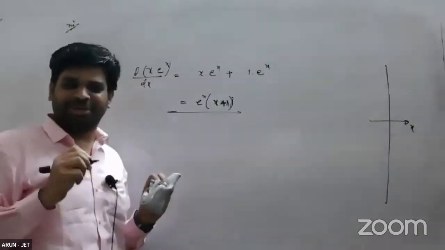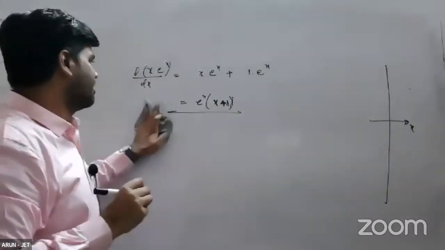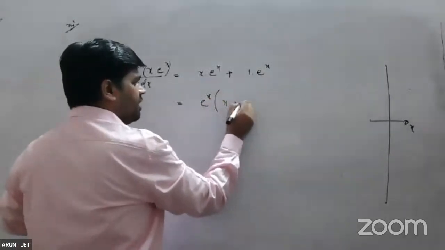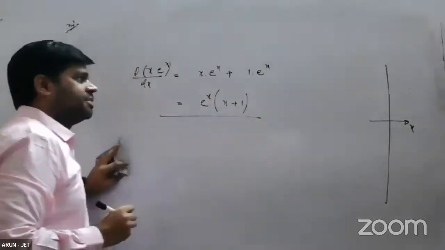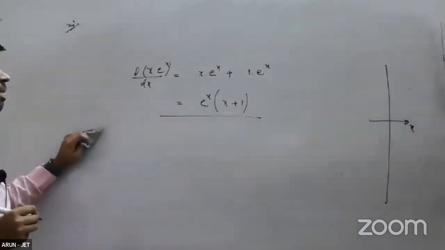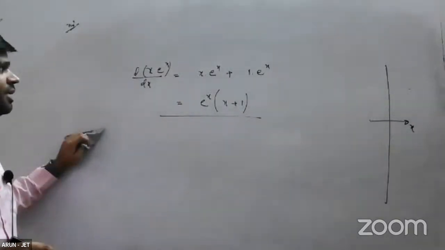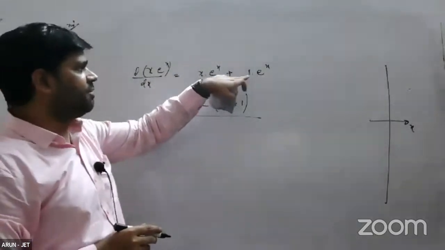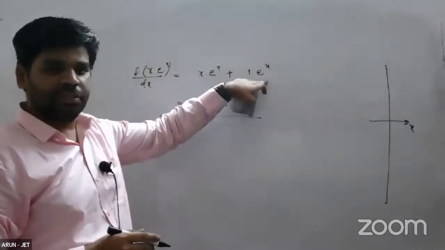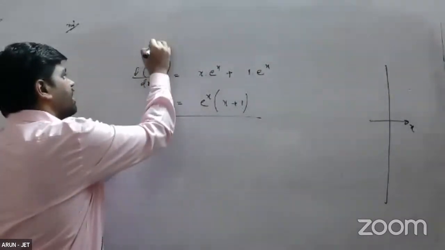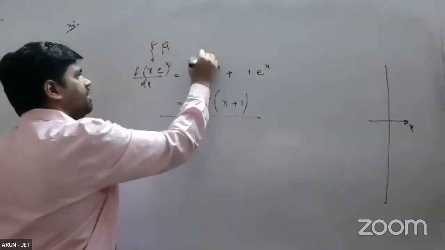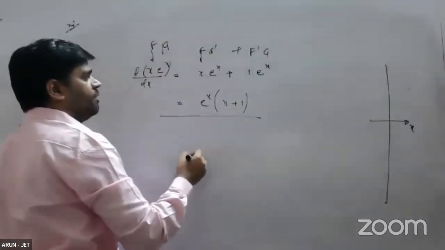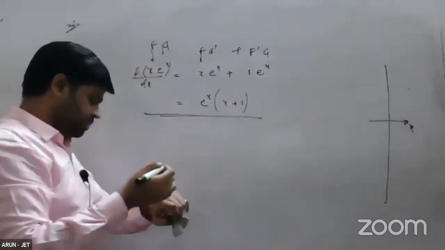Some people got this one wrong too. My Telugu is very bad, I'm sorry for that. But get the point. What I'm trying to say is practice. Is the differentiation okay? I've used the product rule. First function into derivative of second plus derivative of first function into second function. If it is f g, then f g dash plus f dash g. That's how I got it. That's it.